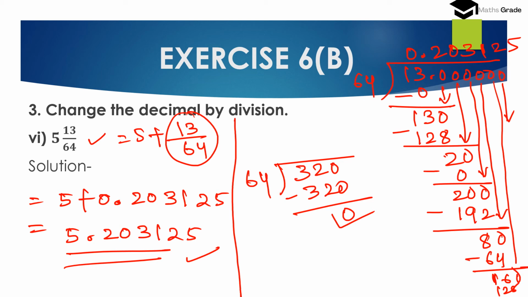5.203125 is the decimal form of the fraction 513 divided by 64. So 5.203125 is the decimal of the fraction 513 divided by 64.